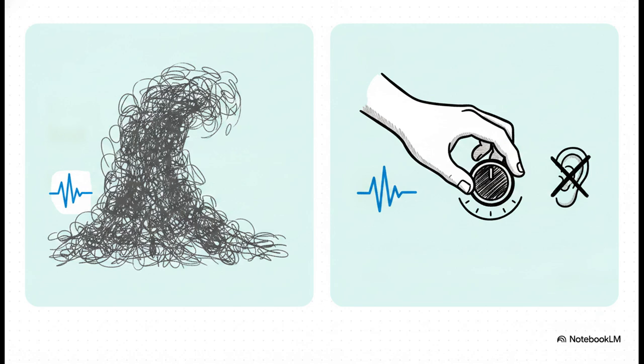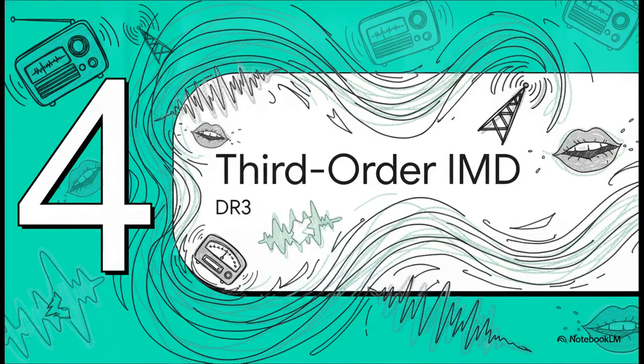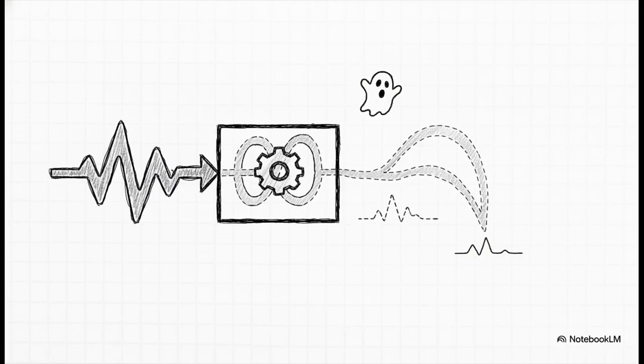Rather, the radio literally turns a deaf ear to it because its circuits are choked by the overload. Section 4. Third-order intermodulation, or DR3. Our third and final culprit is third-order intermodulation distortion. This is the specific disease responsible for those garbled voices and ghostly stations.